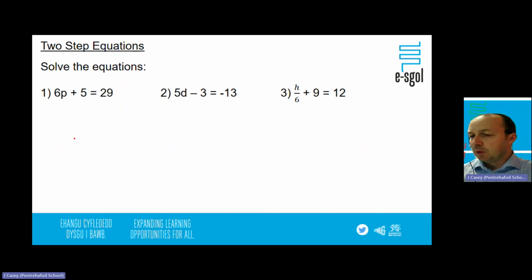Okay, so let's look at a couple of questions. These could be standalone questions in a maths paper. We call these 2-step equations because we solve them pretty much in 2 steps.